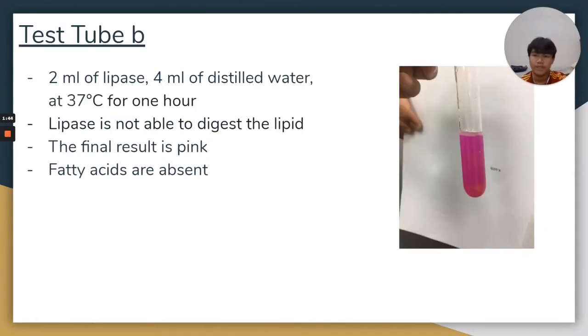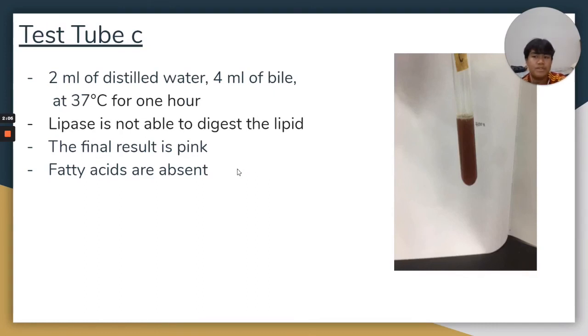Right. So for test tube B, 2 milliliters of lipase is mixed with 4 milliliters of distilled water. And the solution is left at 37 degrees Celsius water bath for 1 hour as well. So over here, we can see that lipase is not able to digest the lipid, right? And the final result is pink. Fatty acids are absent.